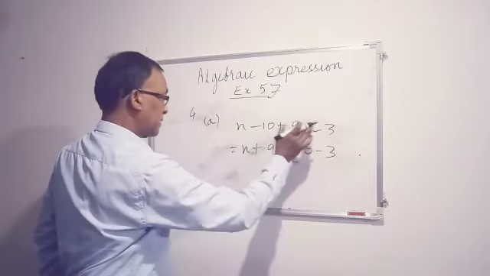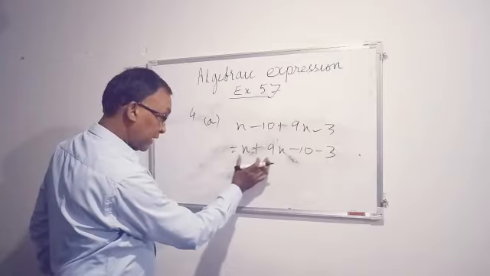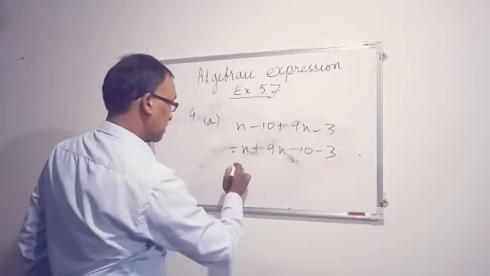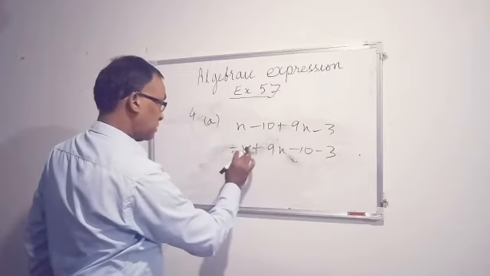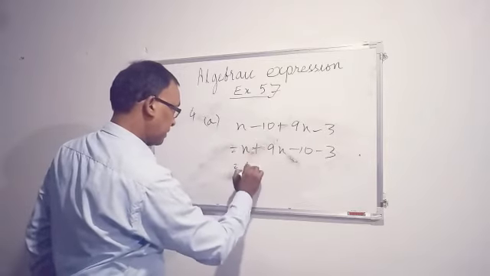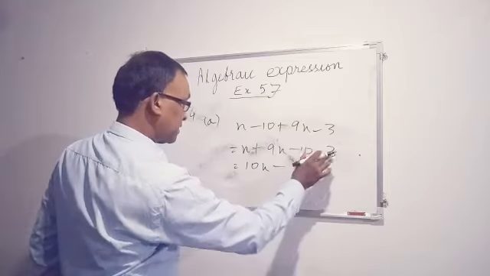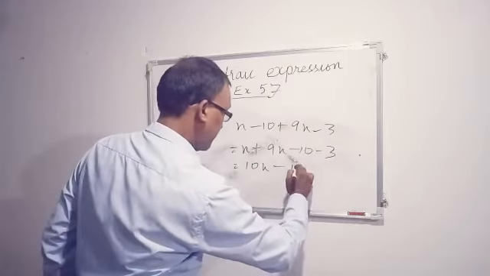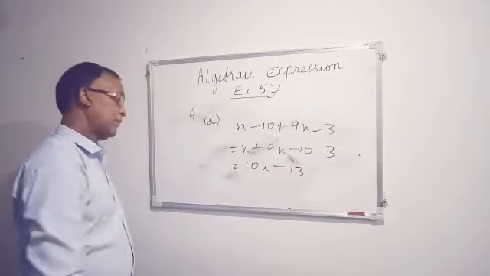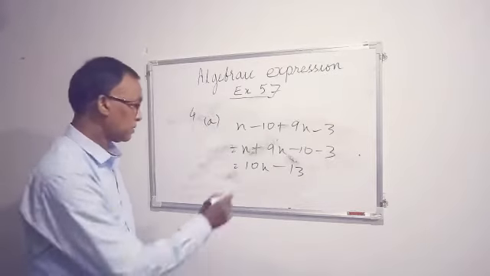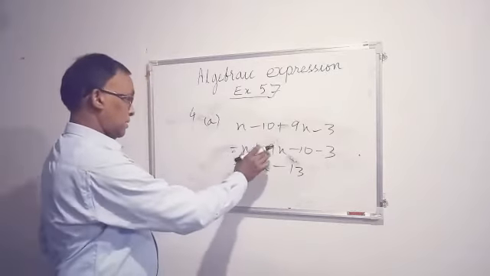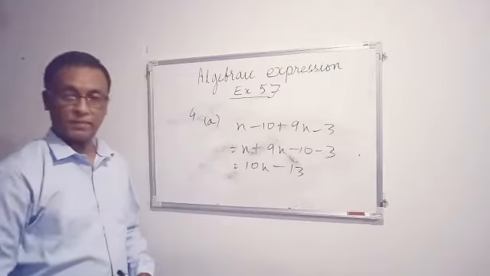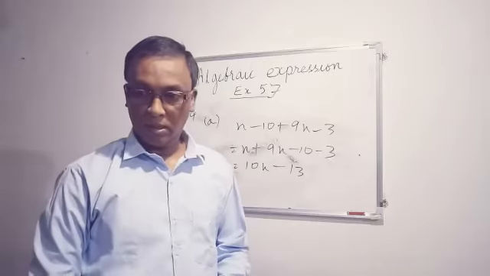This is the algebraic expression, and I am arranging them close, like terms. These two are like terms. Now you 10 plus 1, 9 plus 1, 10n, and minus 10 minus 3, it will be minus 13. So adding up 10n, adding up minus 13. Clear, I think, with this sum.